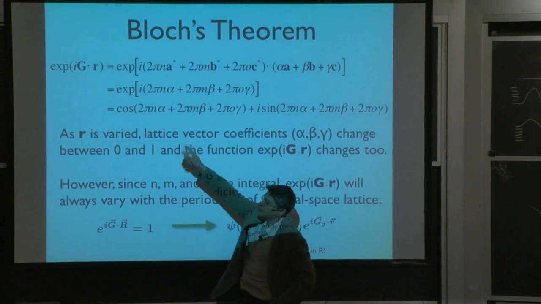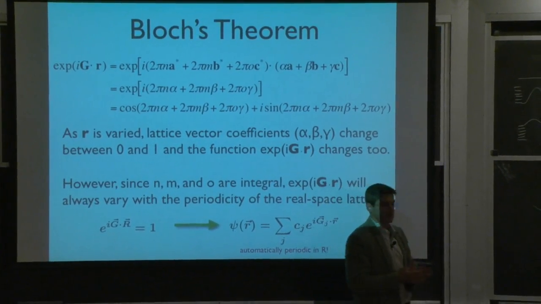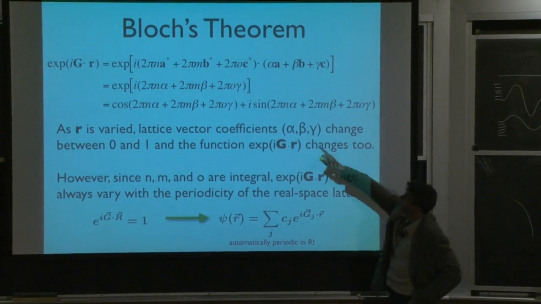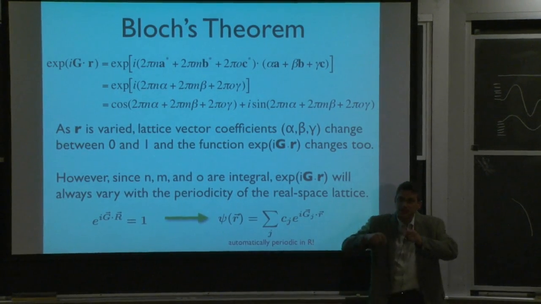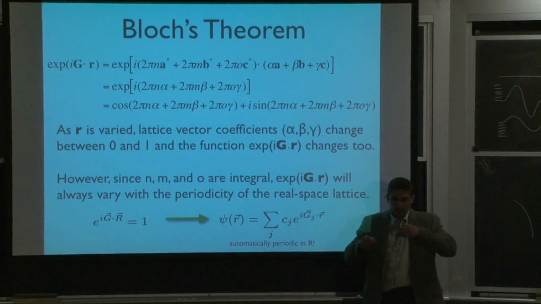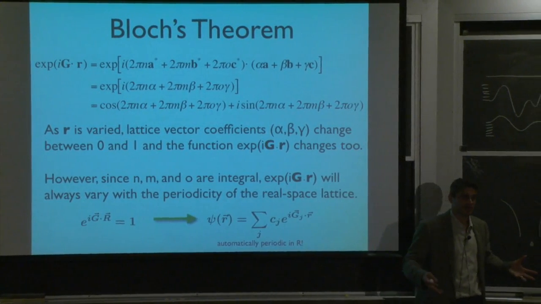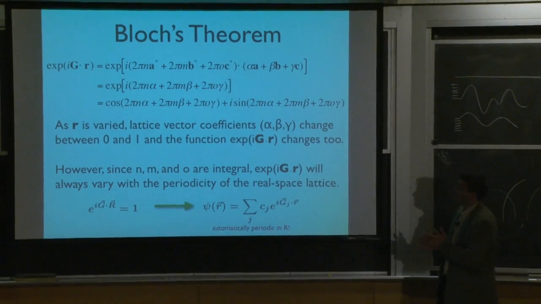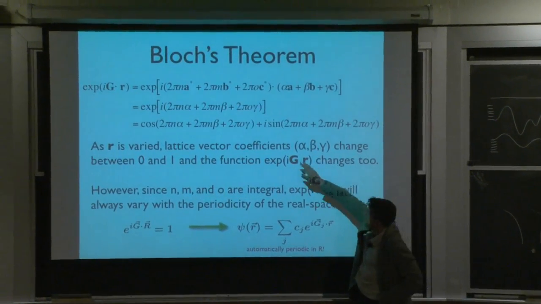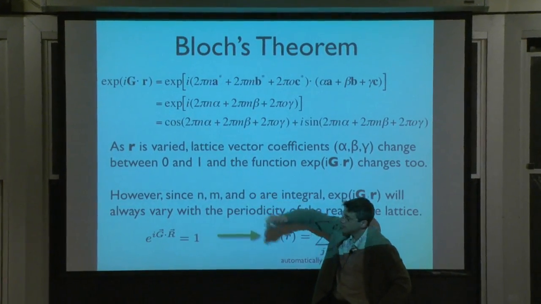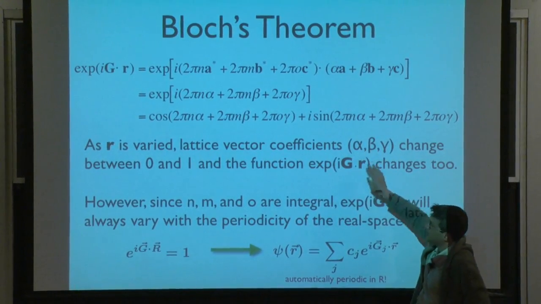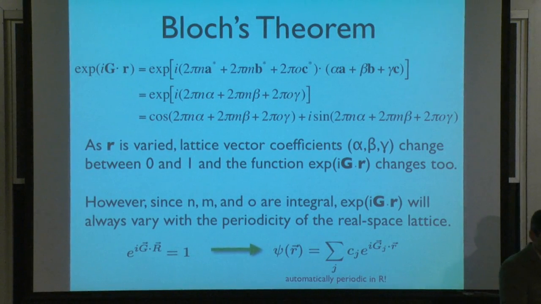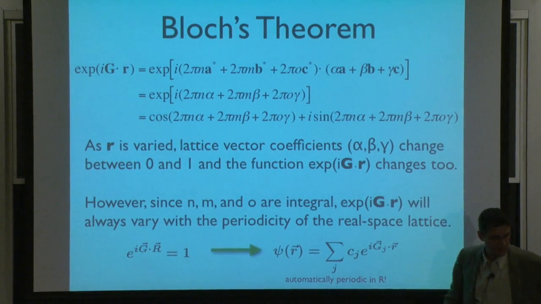Now, if I dot R with G, which is a reciprocal lattice vector, okay, then I get the reciprocal lattice vector dot that. And alpha, beta, gamma are just the coefficients of the real space lattice vector. Because R will be somewhere in real space, and so I can represent it in terms of the real space lattice vectors times some coefficients. Right? And what you can see when you do this, it's very simple math, is that as you vary where you are in real space, these things are going to change. Alpha, beta, and gamma would change between, say, 0 and 1. Okay? And the function e to the i G dot r changes as well.